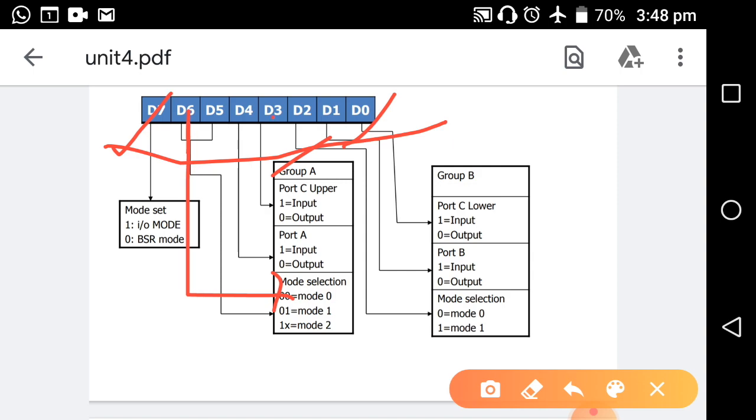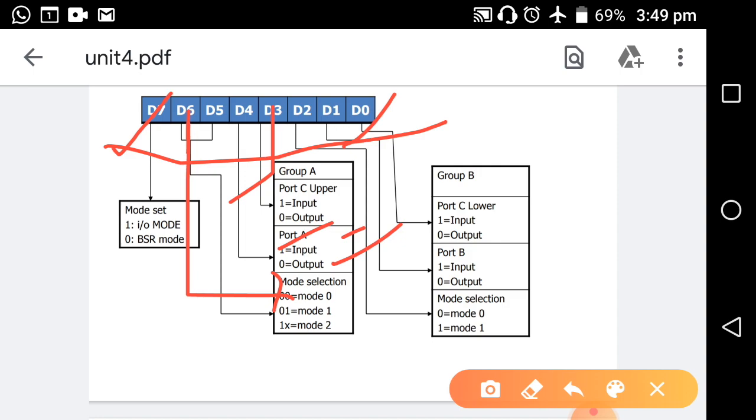And the D4 bit is used for the port A control. It works as an input port if the D4 bit is 1, and as an output port if the D4 bit is 0. The D3 bit is used to control port C upper. If the D3 bit is 1, then port C upper works as an input port, and if D3 is 0, then port C upper works as an output port.